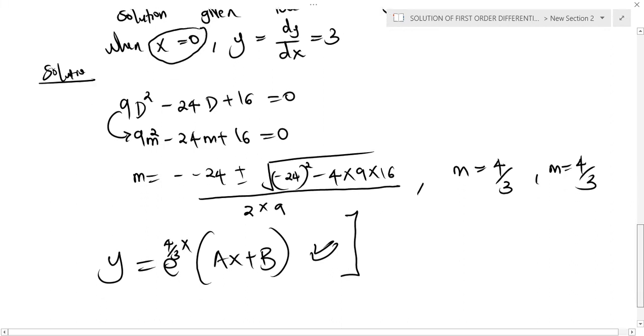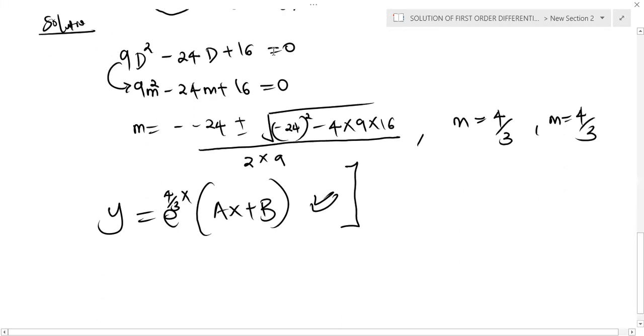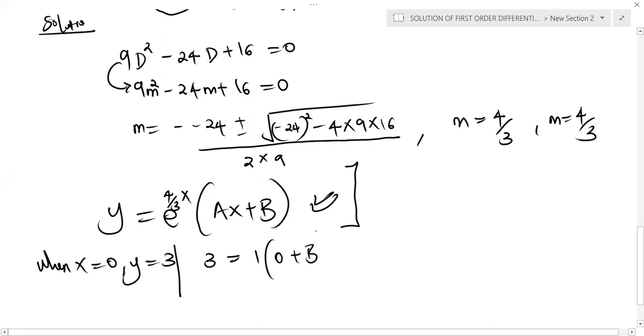When x is 0, y is 3. So let's replace it here. y is 3, x is 0. If we replace 0 here, we'll have exponential raised to power 0, which is 1. x is 0, so this will give us 0 plus b. So clearly this gives us b is equal to 3.